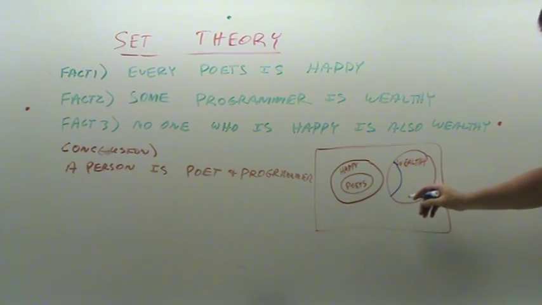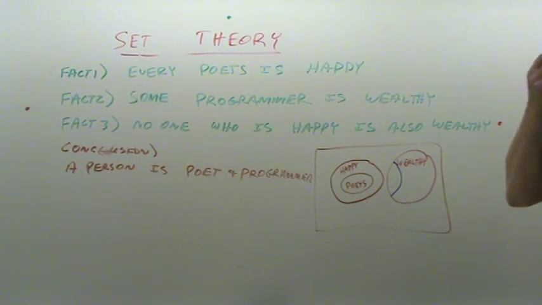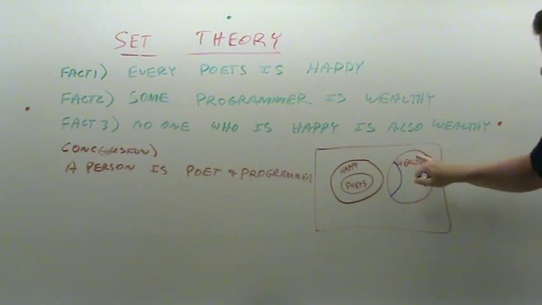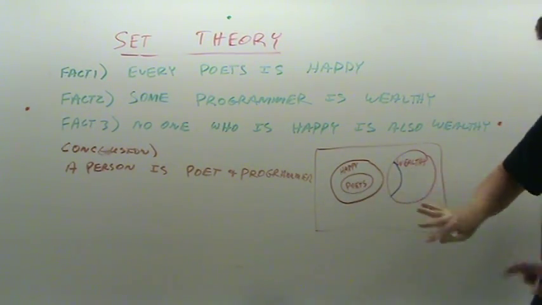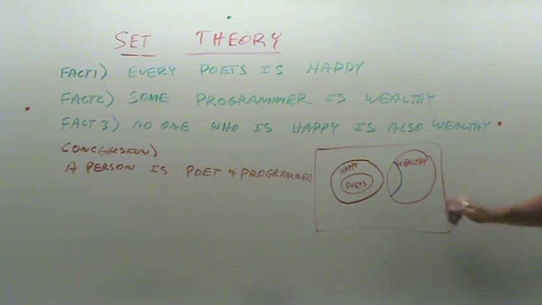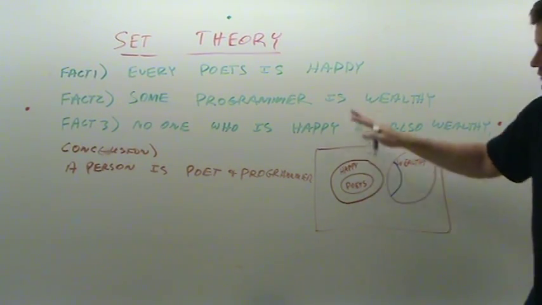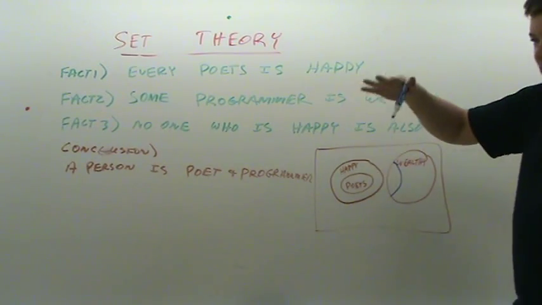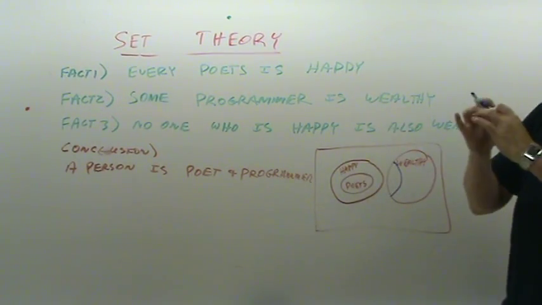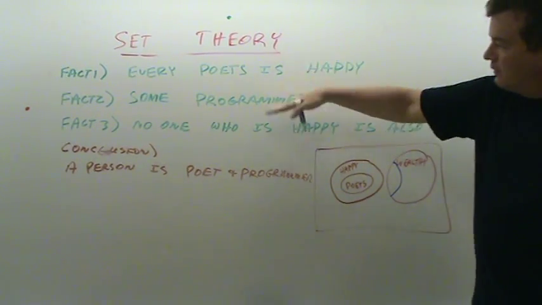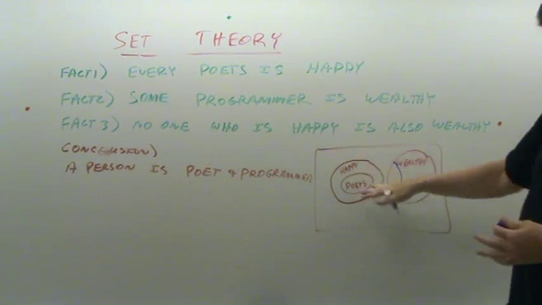No one who is happy is also wealthy. So the fact means that whoever is happy is not wealthy, right? Because of fact 3, we have to keep the wealthy circle and the happy circle separate. So, poets are a subset. Basically, what we're talking about is like the operations we've talked about before. One set is a subset of another set, or they overlap, or they're disjoint.